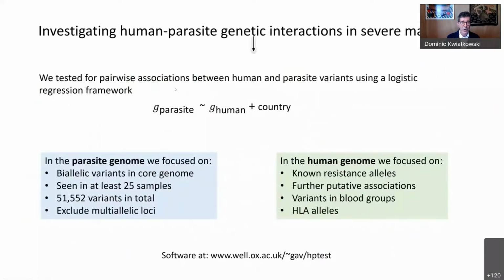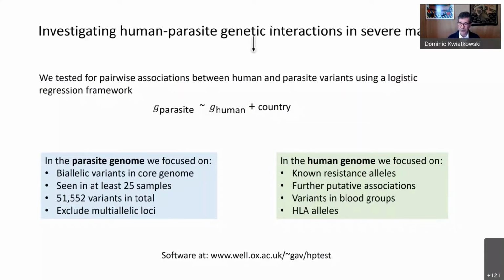The next thing that Gavin and colleagues did was to test for pairwise association between human and parasite genetic variants using a logistic regression framework and some software that Gavin developed, which is available online. In the parasite genome, we focused on biallelic variants, variants that just have two different alleles, typically single nucleotide polymorphisms, across the genome. We excluded the very complex parts of the genome, the subtelomeric regions, and the loci that were multi-allelic, and we insisted that variants be seen in at least 25 samples. That left us with 50,000 variants that we analyzed in the parasite genome.